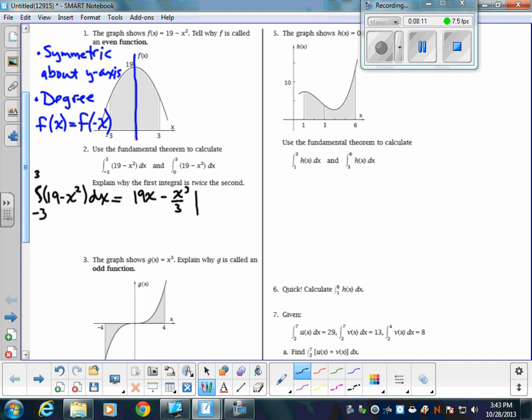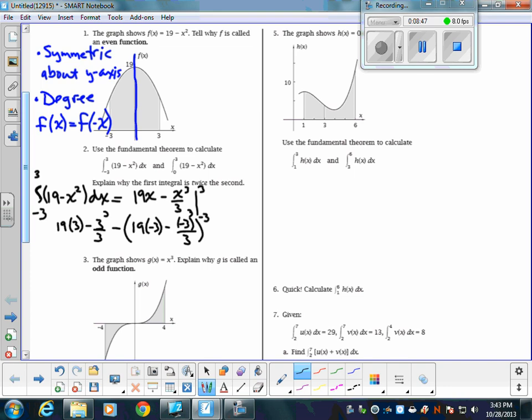I have my solid line indicating I've taken my antiderivative, but I have not plugged in my bounds, and then I write down my bounds. For this one, I'm going to plug in the 3, and I'm going to plug in the negative 3, and then I'm going to subtract. And I'm really going to run out of room here. So I have 19 times 3 minus 3 cubed over 3 minus 19 times negative 3 minus negative 3 cubed over 3.